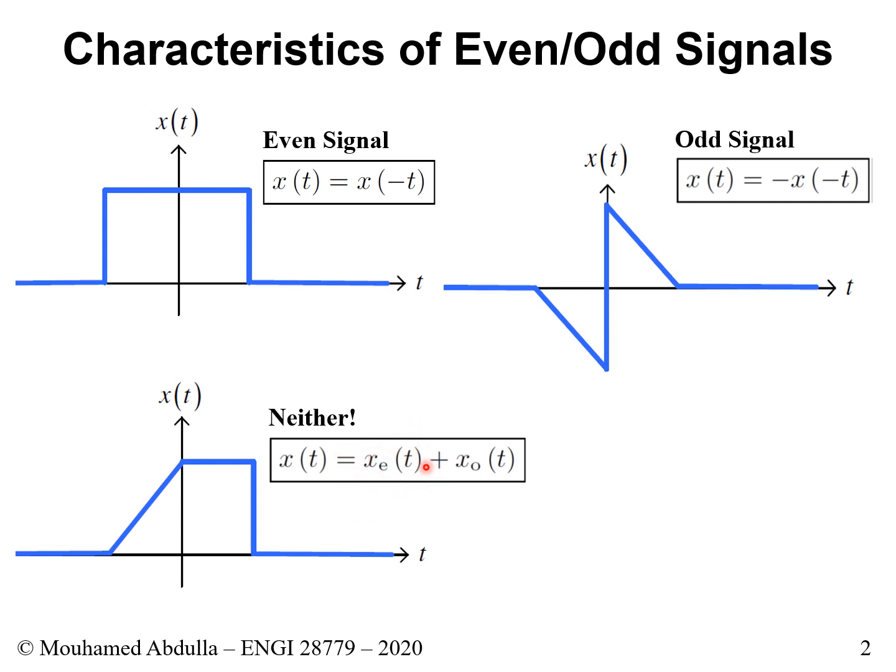But if you're interested, if you want to get the even signal, you take x of t, add x of minus t, and then divide by 2, and that gives you the even component of the signal. And if you want to find the odd component, you take x of t, add minus x of minus t, divided by 2, and that gives you the odd component. And in fact, if you add both of them, you'll end up getting your x of t.